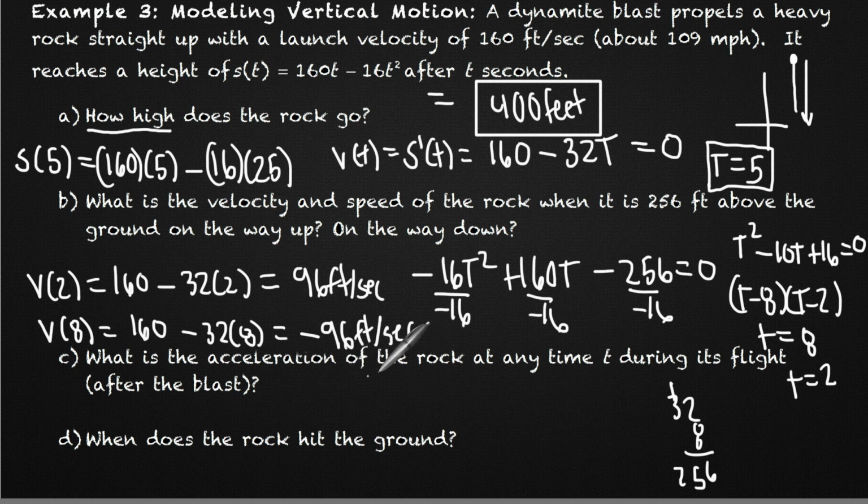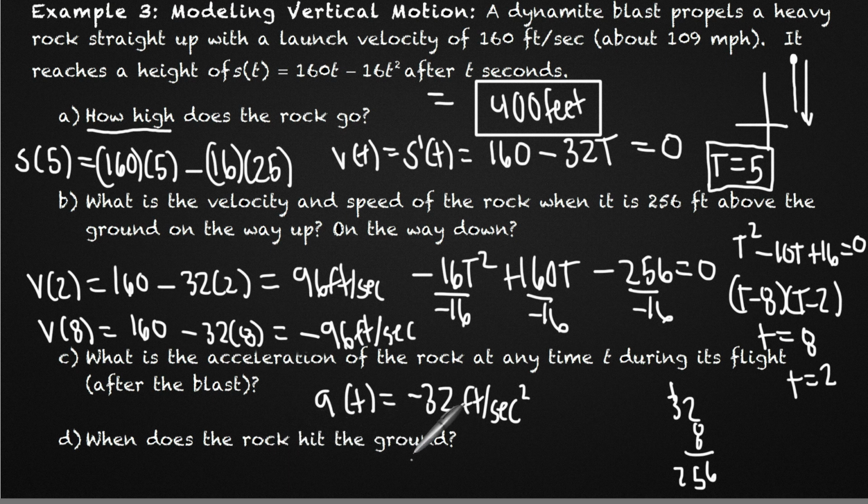Okay, what is the acceleration of the rock at any time t? So acceleration is the derivative of the velocity. So all we need to do is take the derivative of our velocity equation. And so the derivative of 160 is 0, and the derivative of negative 32t is negative 32 feet per second squared. That makes sense because that is the acceleration constant of gravity. So things fall at 32 feet per second squared.